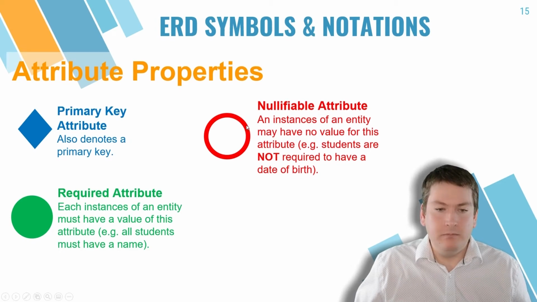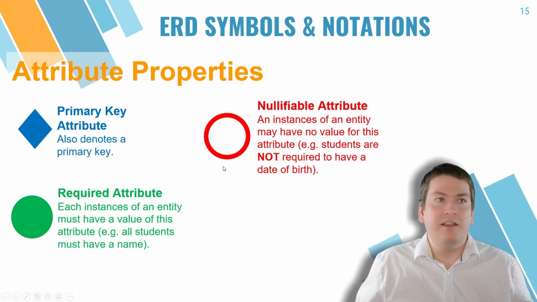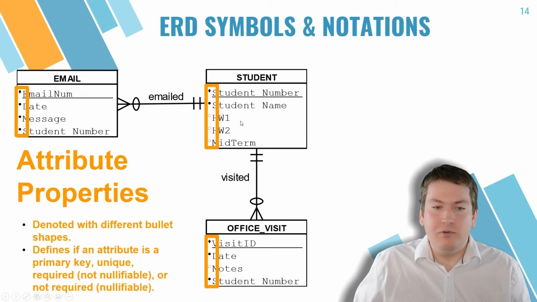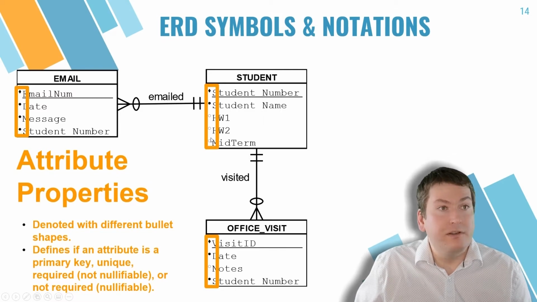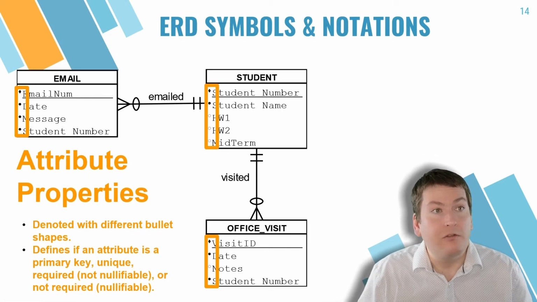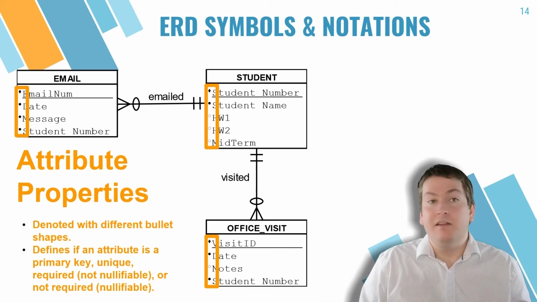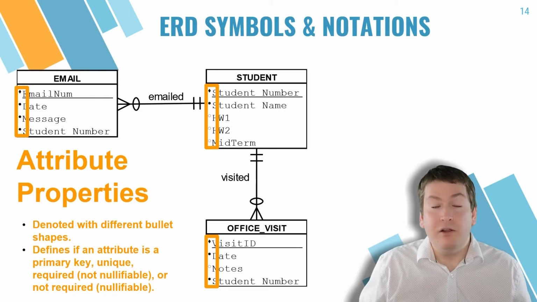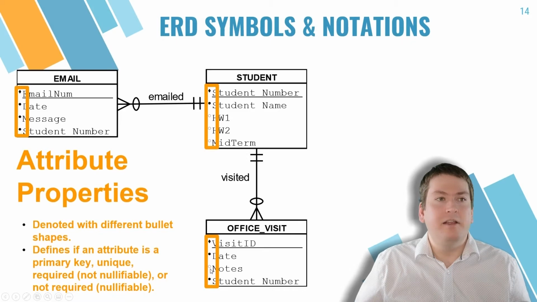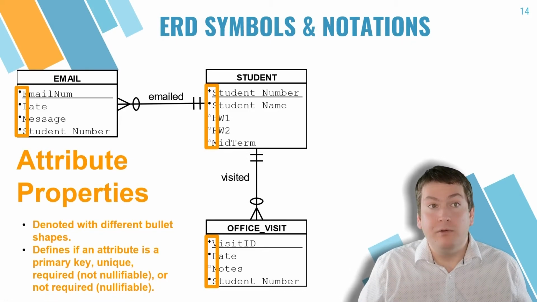And the last one is an empty circle. That means this attribute is nullifiable or not required. So it's optional. If we look back, homework 1, homework 2, and midterm are all listed as optional because they have these empty circles. So we could have a student that has no grade for homework 1, homework 2, and midterm. It's optional that we include data. They could just be left blank or left as null. Also notice that we have notes in the office visit, which also has that empty circle. So some office visits could just have no notes. There could be nothing there.